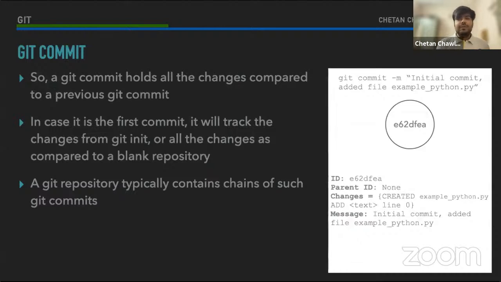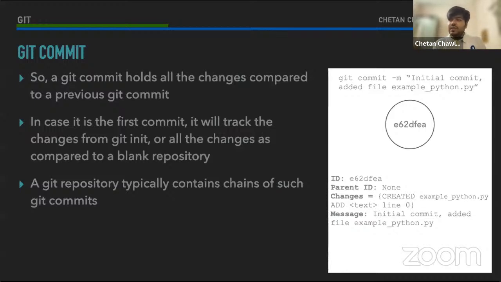If you remember, we made this folder example tutorial and we added this file example python.py. A git commit holds all the changes compared to a previous git commit. But since we are just initializing our repository, there is no parent to this commit; this is the first commit. So when we run the command on the right, git commit -m and some message, it assigns an ID. This is the object on the right. It has an ID, and it has a parent ID, which is none because there was no commit before this. This is the first commit, and it tracks changes.